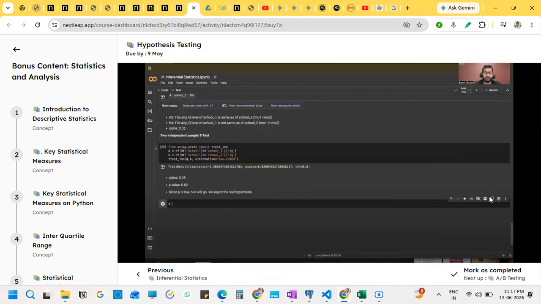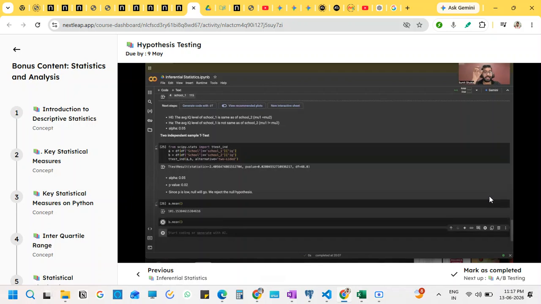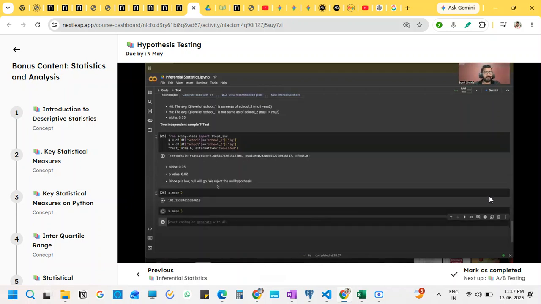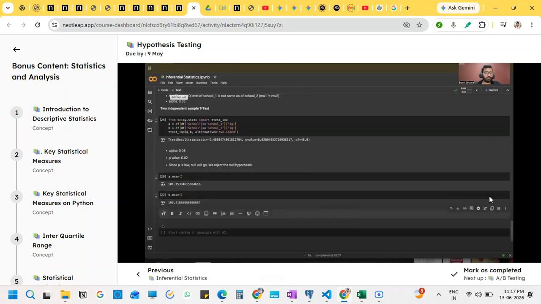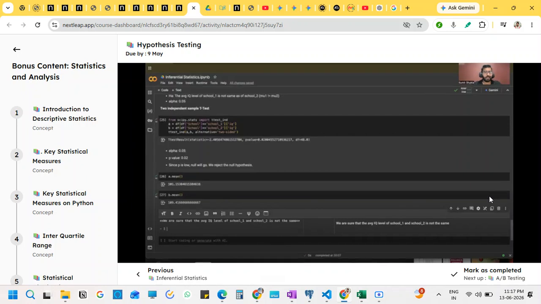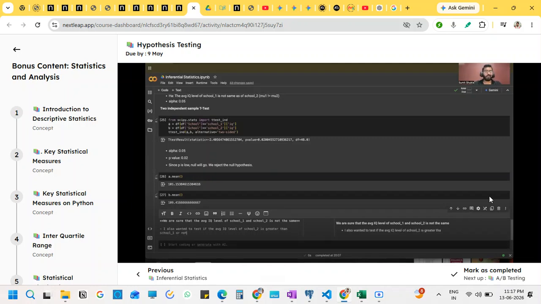So I'll copy this and we have A and B. Let's see what is A dot mean and what is B dot mean. So one thing we are sure about is the average IQ level of these two schools are not the same. They are different. Let me write it down. So we are sure that the average IQ level of school 1 and school 2 is not the same. But now I also want to test. I also wanted to test if the average IQ level of school 2 is greater than school 1 or not. This is what I want to test.